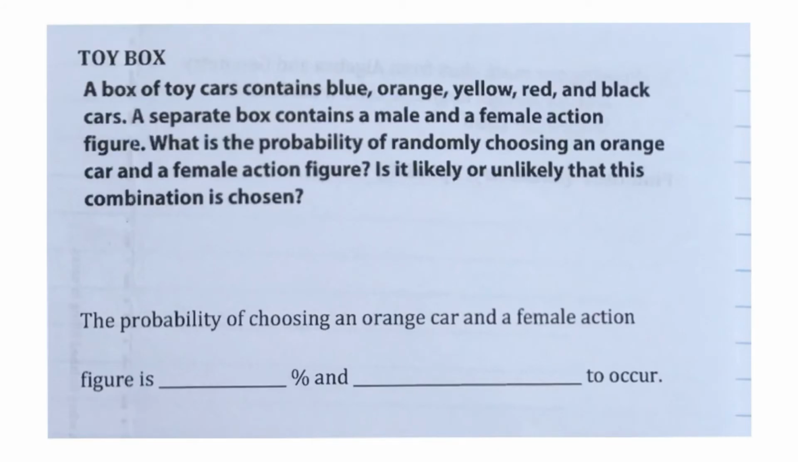Toy box. A box of toy cars contains blue, orange, yellow, red, and black cars. A separate box contains a male and a female action figure. What is the probability of randomly choosing an orange car and a female action figure? Is it likely or unlikely that this combination is chosen? So why don't you pause the video and see if you can figure this one out, and then come back.